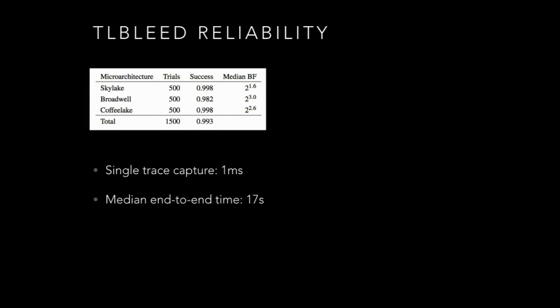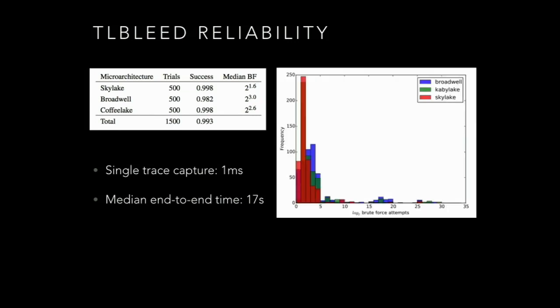And in total, that takes about 17 seconds from capture time, including the classification and including the brute forcing. In the median case, it takes just 17 seconds. So you can see here that most of the time we need hardly any brute forcing at all.